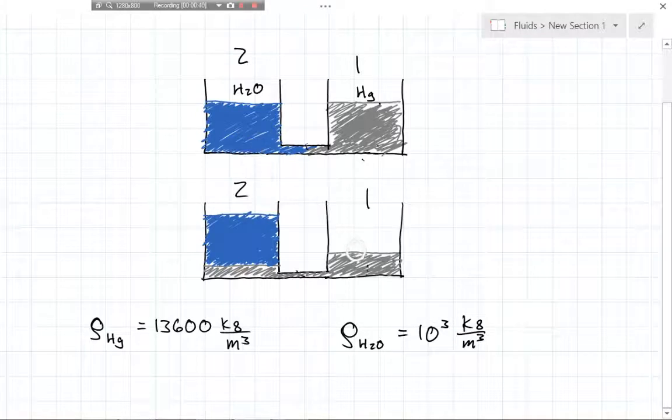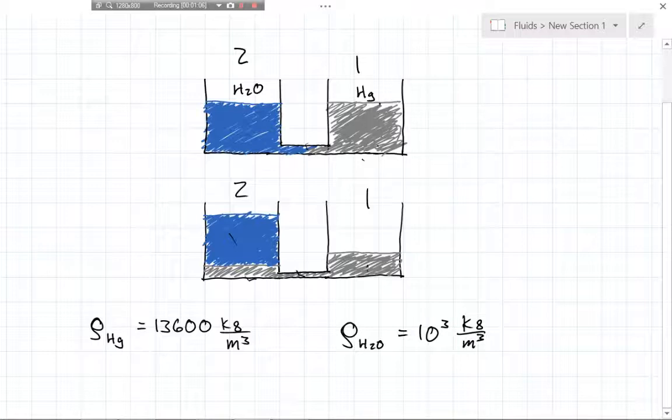And this mercury is going to flow from container 1 into container 2 until the pressure at the bottom of these two containers is equal to each other. So this is the basic equation that we're going to use to solve this problem, is that we need the pressure at the bottom of container 2 to equal the pressure at the bottom of container 1. And we can use the pressure and depth relationship to relate these two things and solve for the final height of the fluids in container 2.